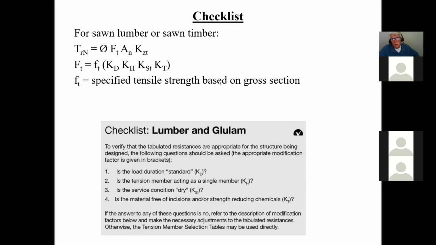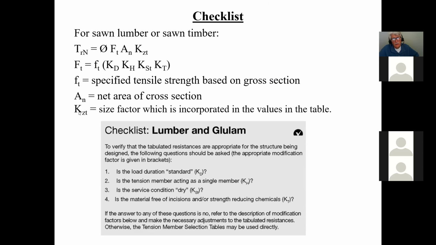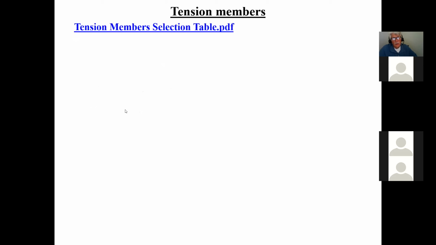So FT is the specified tensile strength based on the cross-sectional area, AN is the area, and KZT is the size factor. Now, you don't have to worry about that because the table already incorporates the size factor. And here's a checklist. So we said, if KD is standard, this is 1.0. If it's a single member, of course, it's 1. If it happens to be a case 1, therefore I can multiply all the values by 1.1, just like in the joist. Here are the modifications. Okay, so here's the table.